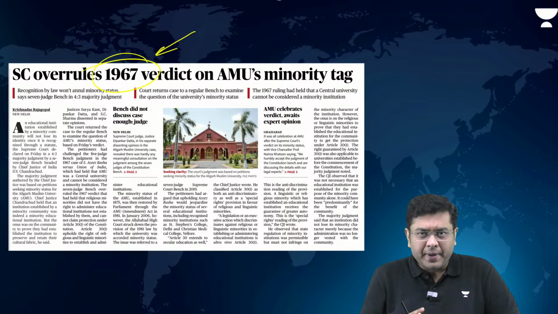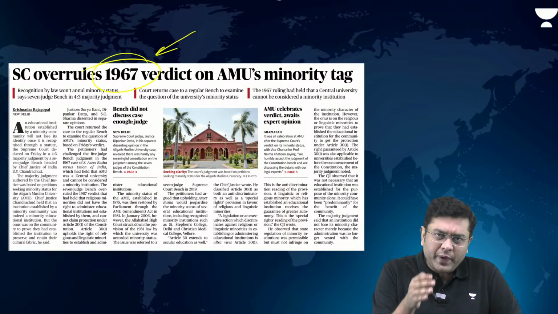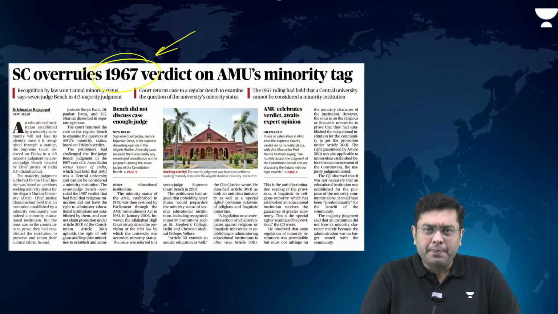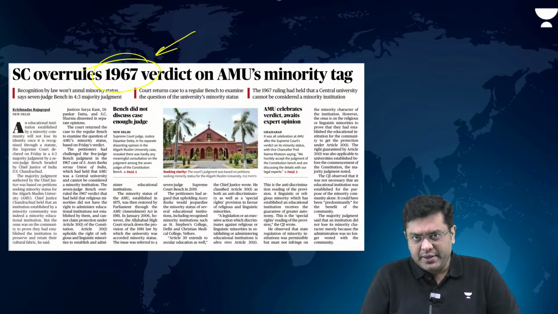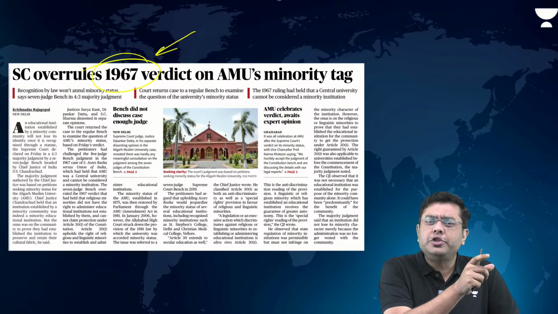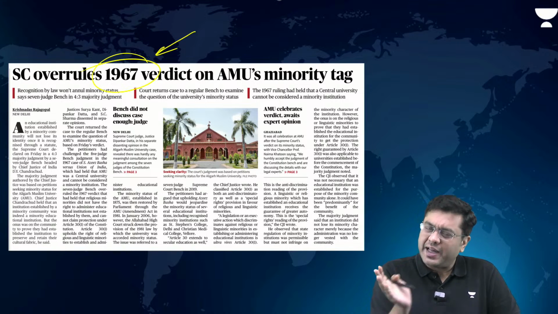Then what happened thereby? Where did Allahabad High Court come in? And what did the petitioners challenge in 2019 in front of the Supreme Court, due to which the 7-judge constitutional bench of the Supreme Court issued a 4:3 majority judgment saying that the 1967 order has been overturned, right? Having said that, whether AMU is a minority institution or not will be decided by another bench. So that is a different matter.